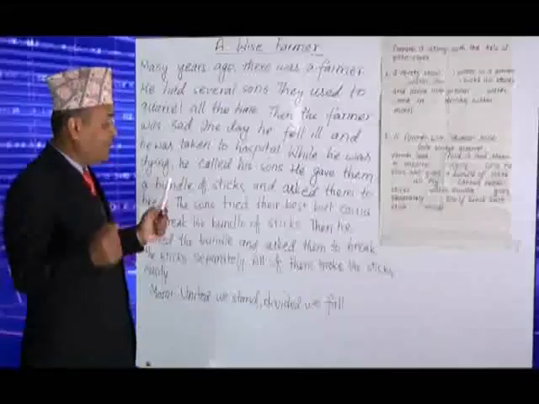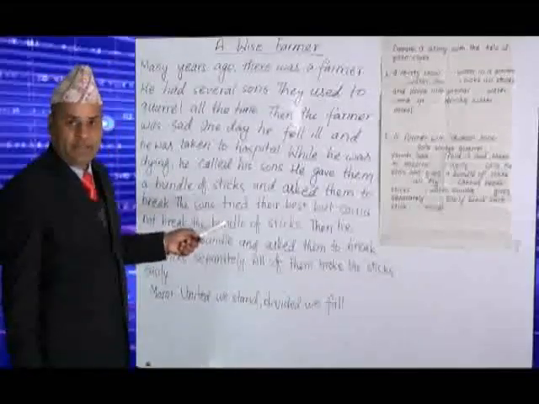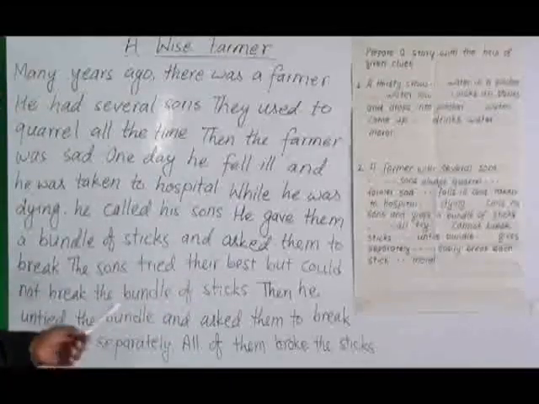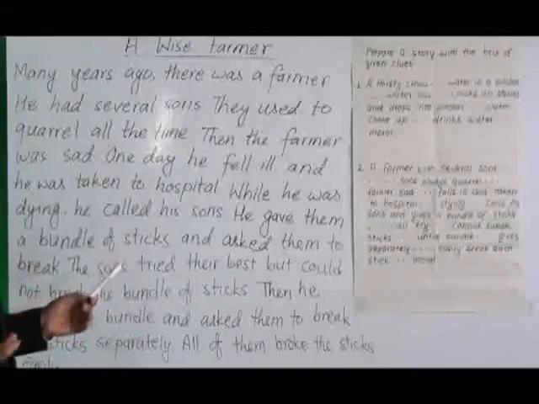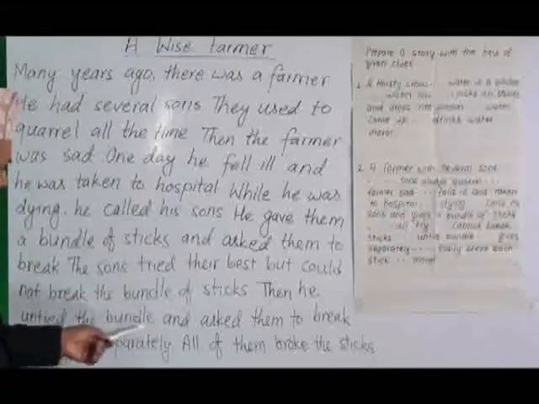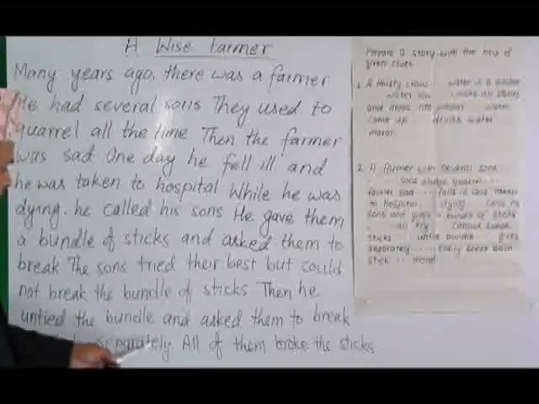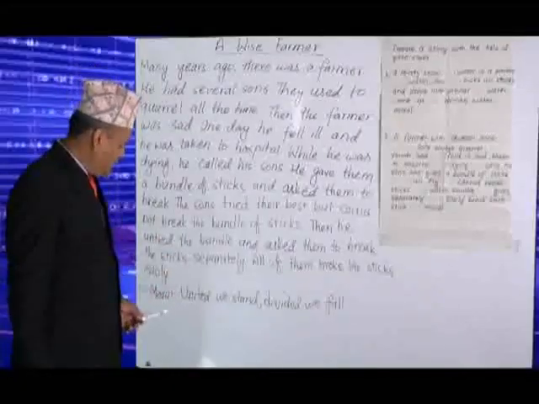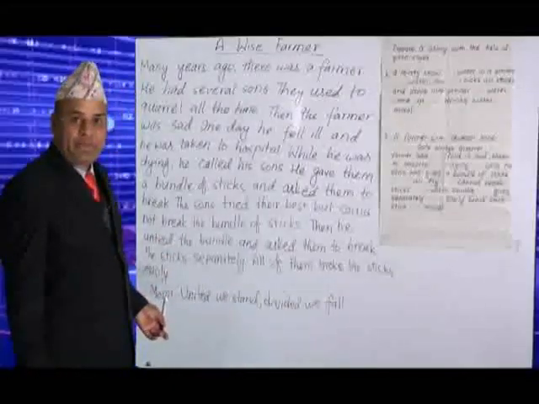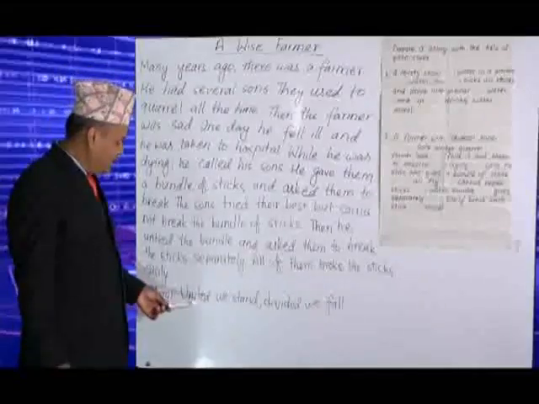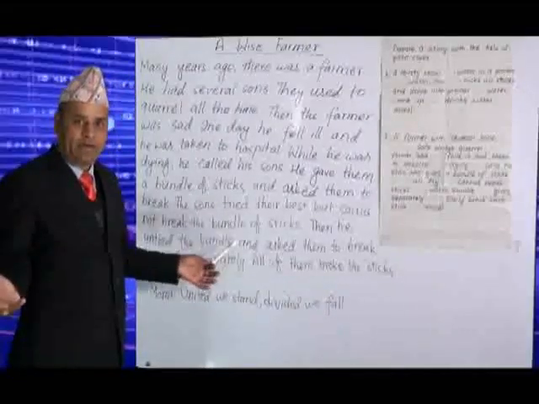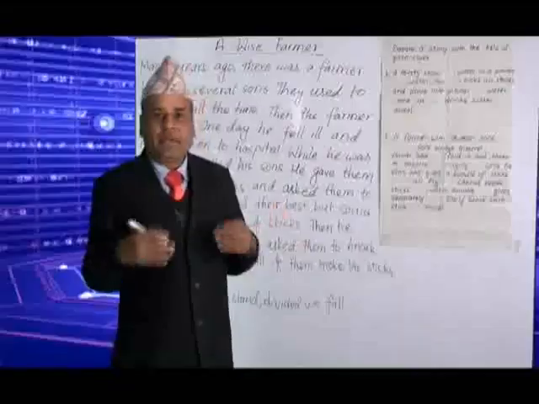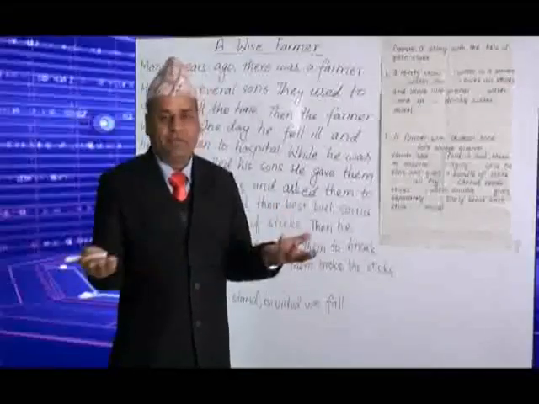The sons tried their best but could not break the bundle of sticks. It was not possible for them. Then he untied the bundle, gave the sticks separately, and asked them to break the sticks separately. All of them broke the sticks easily. So the moral lesson we get from the story is: united we stand, divided we fall, right? When the sticks were divided, they were able to break them.